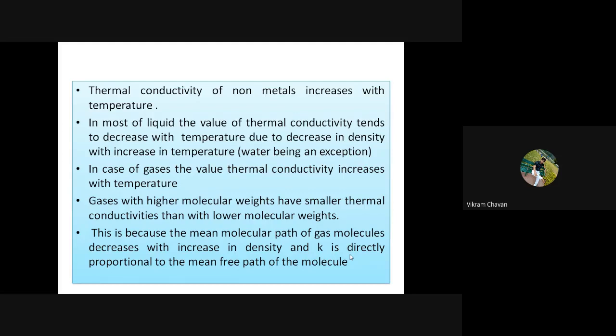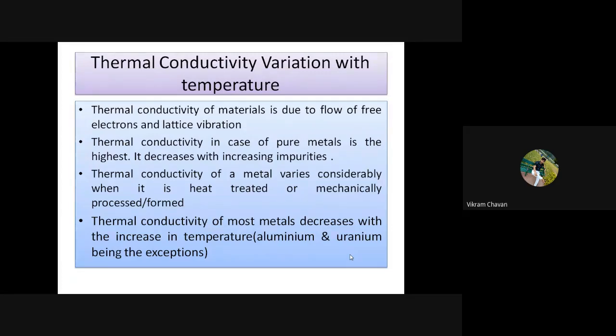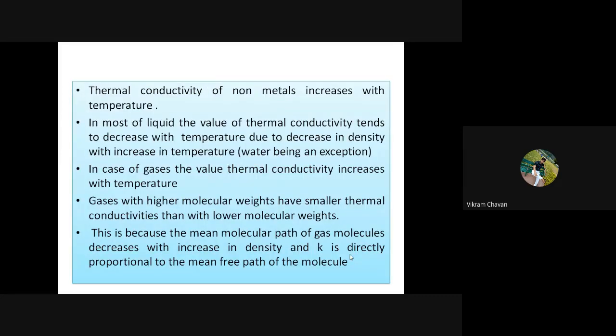So our main heading is thermal conductivity variation with temperature. That means how the thermal conductivity varies with respect to temperature. If temperature increases, what will be the impact on the thermal conductivity of a material? If temperature decreases, what will be the impact? That we need to understand. So we discussed metals, non-metals, liquids, gases with a higher molecular weight, then gases with a lower molecular weight. These four points are very important in this chapter.